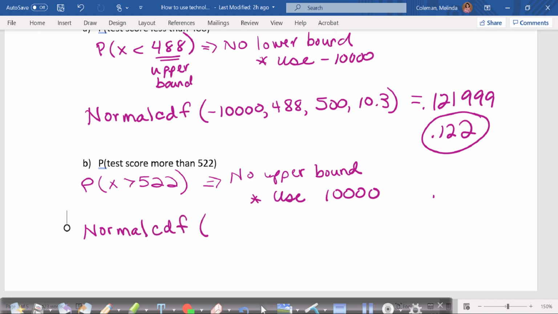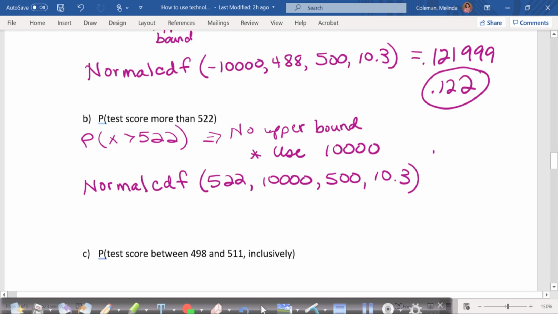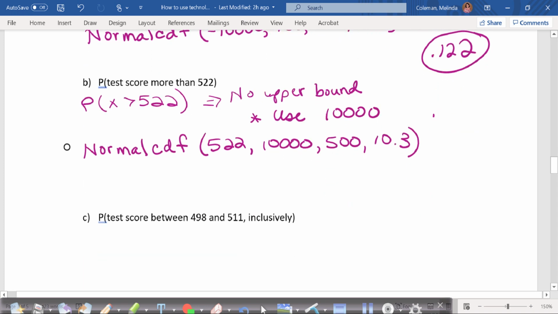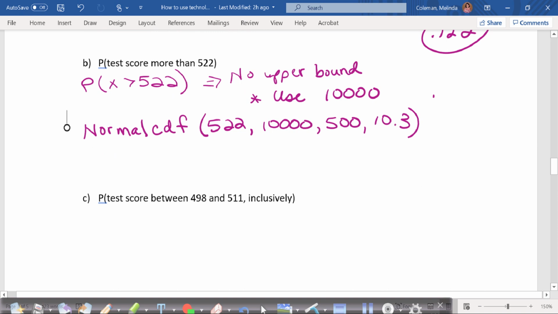CDF, the lower bound. So remember, it's always smallest to largest. So the smallest number this time would be 522. The largest number would be 10,000. Standard deviation is still 500, and we have 10.3. The mean is 500, 10.3 is the standard deviation.